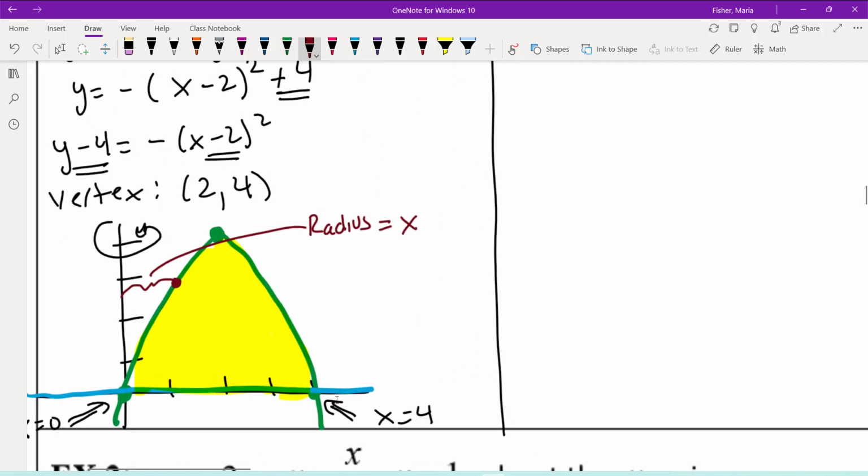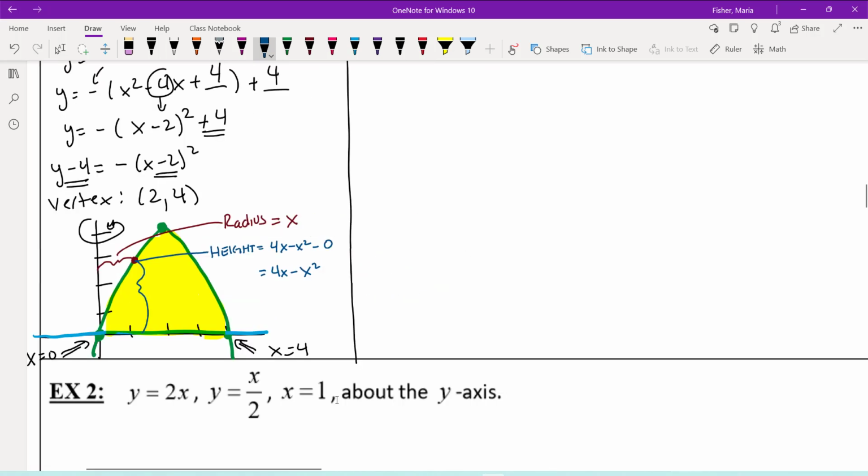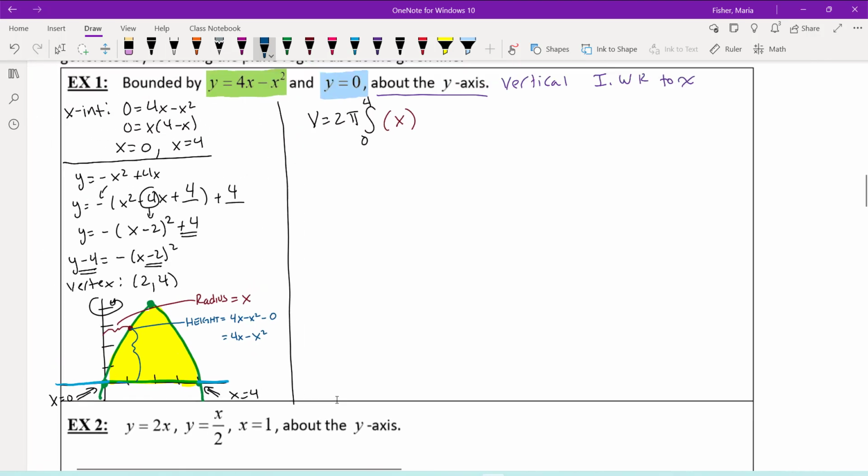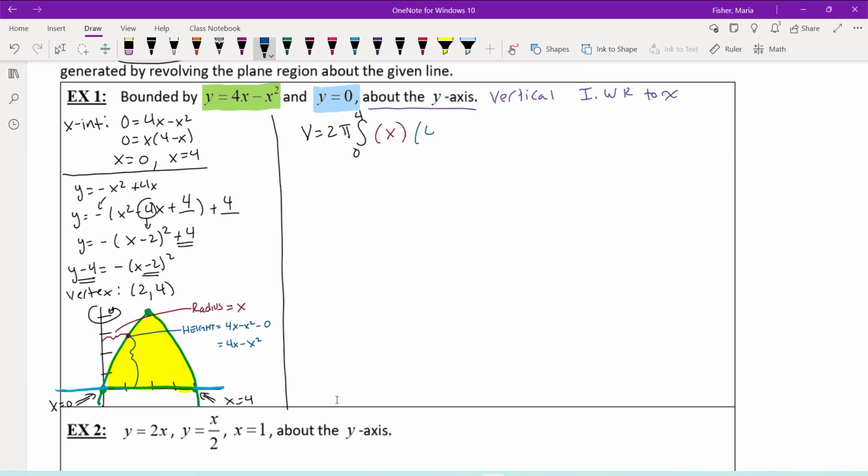Well, the height is going to be the distance inside of that yellow area. Well, the distance inside of this yellow area is green. Well, green here is 4x minus x squared all the way down to blue. Well, blue is 0. So your height here is 4x minus x squared. Go ahead and write that into our volume formula over here, 4x minus x squared.